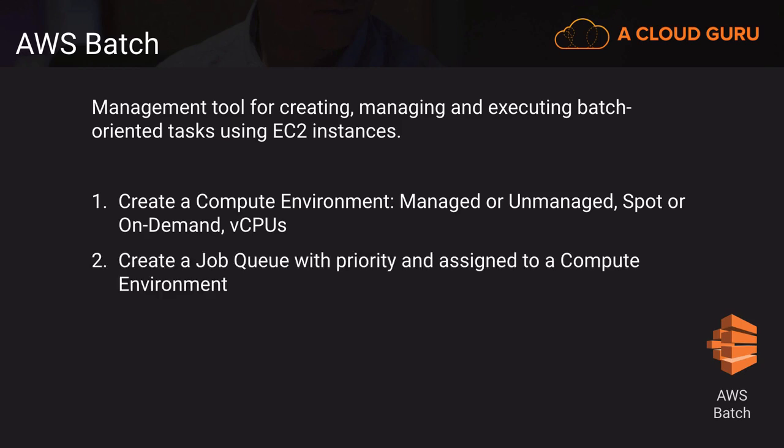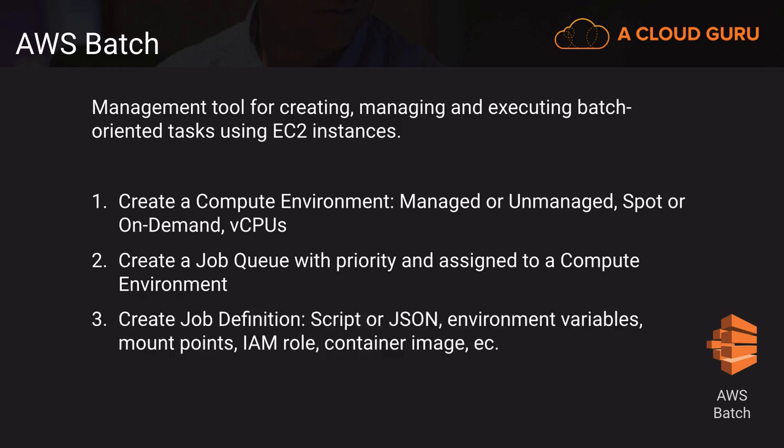And then once we've created a compute environment, we can create a job queue, and we can assign a priority to that job queue, and then also assign that job queue to our compute environment. Then finally, we create a job definition, and this can be a script, or you can use JSON. It can include environment variables, mount points, container images, IAM roles, all those things that would need to be there for your batch job to run.